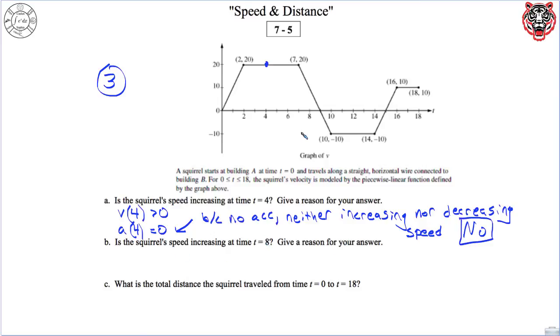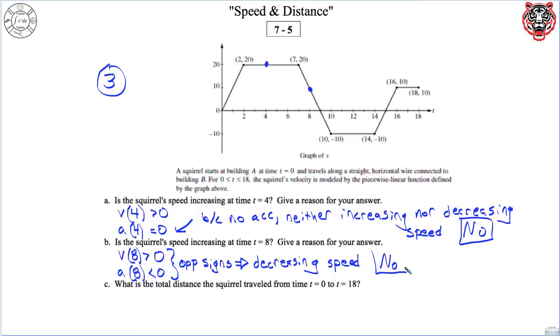All right, what about at time equals 8? At time equals 8, that's going to be right about here. So the velocity at 8, that is the height. The height is greater than 0. The acceleration at 8, the slope is negative, so it's less than 0. These have opposite signs. Opposite signs always implies decreasing speed. And it's asking, is it increasing? The answer is no, it is decreasing.